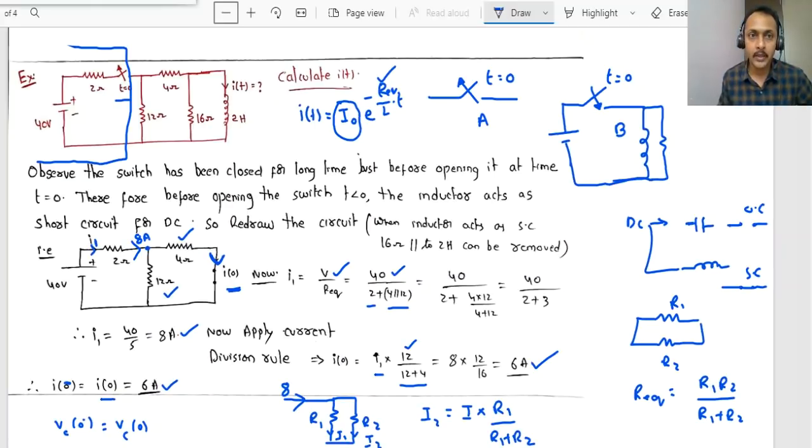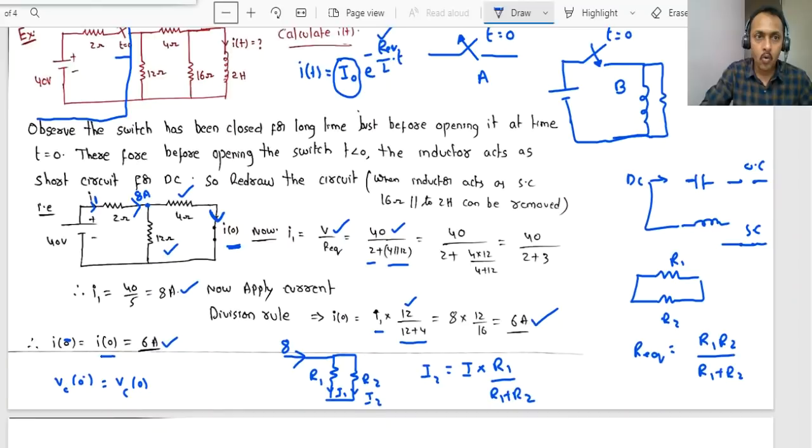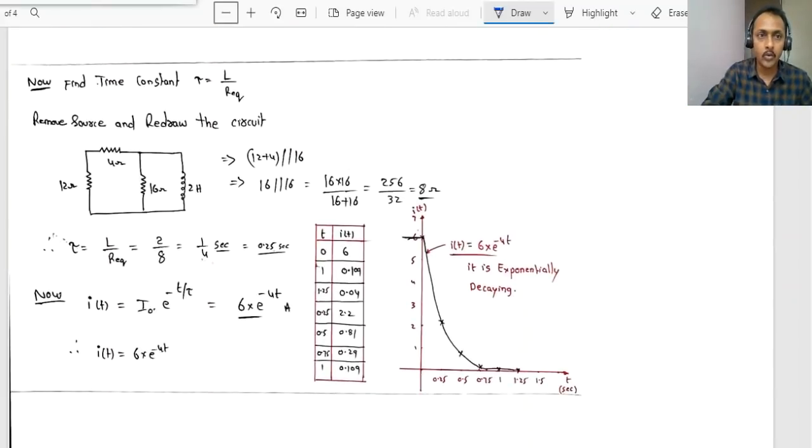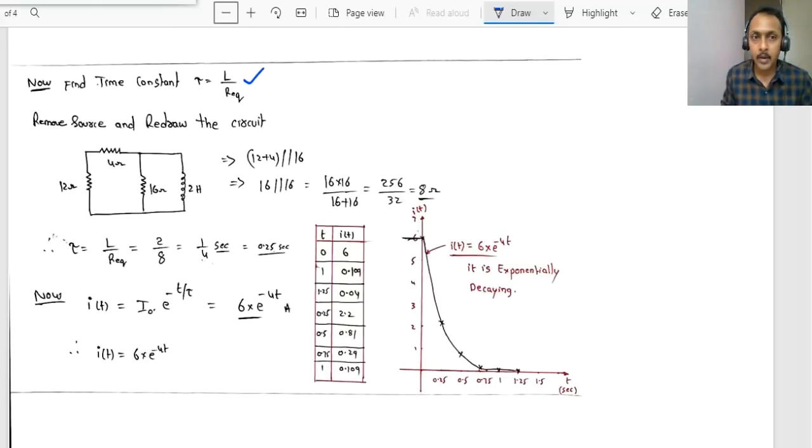Somehow he will calculate the current I naught. After calculating I naught, now he wants to calculate tau. Tau is nothing but L by R equivalent. But while calculating R equivalent, observe that the part of the circuit that existed here is removed. Now for this 12 ohms, 4 ohms, 16 ohms and 2 Henry, what will be the resultant?